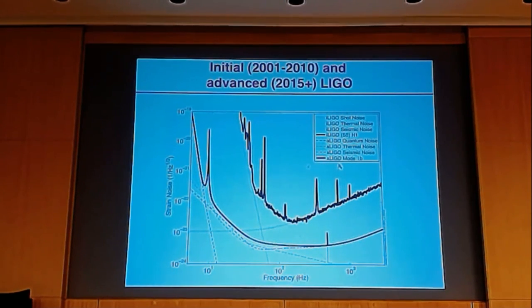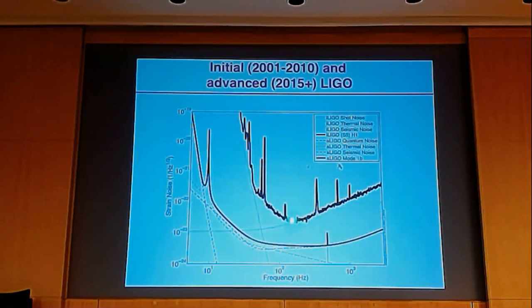We needed to be better than that if we wanted to detect the signal, which is 10 to the minus 21. So this is what we call initial LIGO, as I mentioned. We knew what the noise was due to, more or less. We knew that this noise was due to the counting noise in the number of photons.